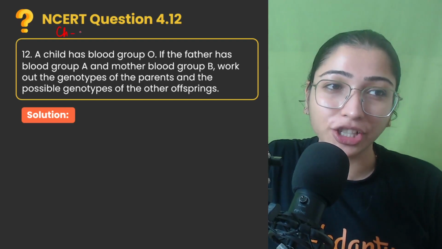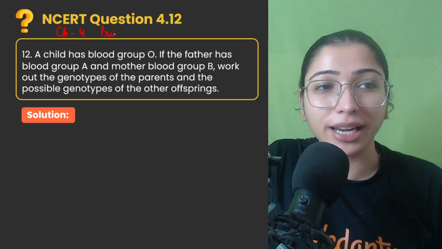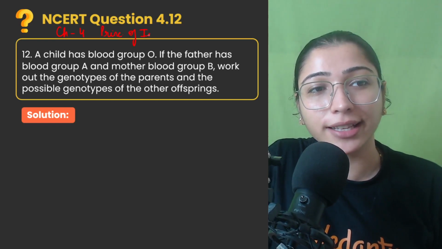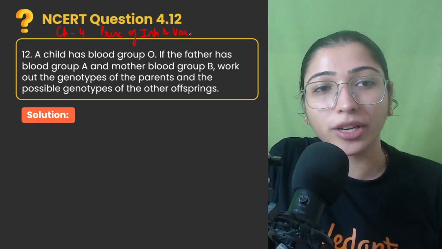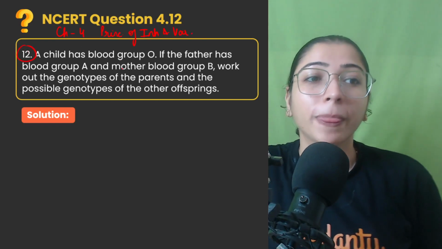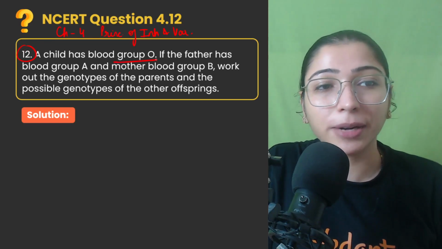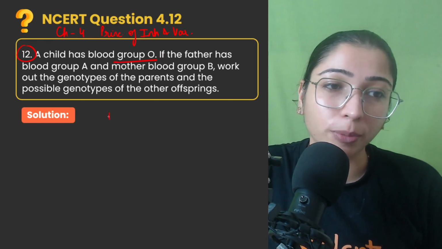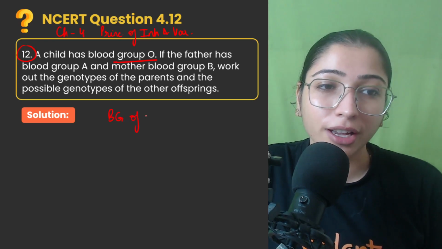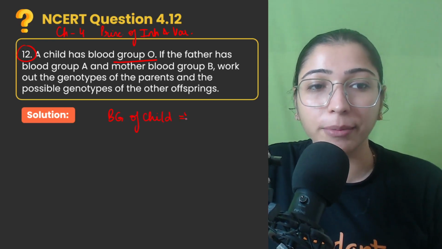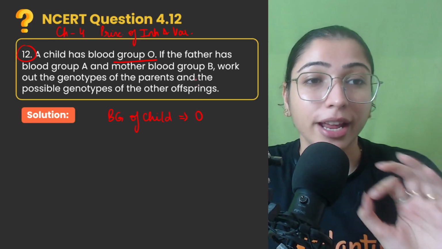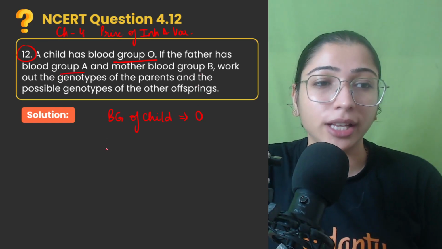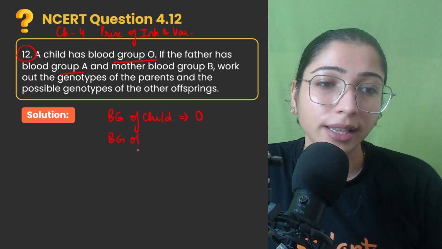Today we are discussing chapter number 4 of class 12th biology, that is principles of inheritance and variations. And this is the question number 12 in front of you. It is saying the child has blood group O. So we know the blood group of the child. Blood group of child is O, right? I am writing the information here. If the father has blood group A, so blood group of father is A, right?